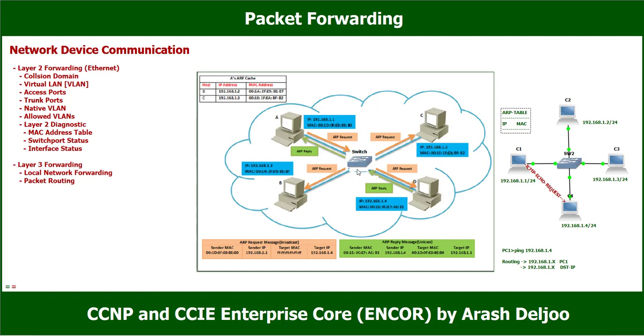Here you can see the ARP process. In ARP, or address resolution protocol, we have two important types of packet. The first packet is the ARP request, and the ARP request is a broadcast packet, meaning the destination MAC address of the ARP request is FFFF.FFFF.FFFF. And also we have the ARP reply.